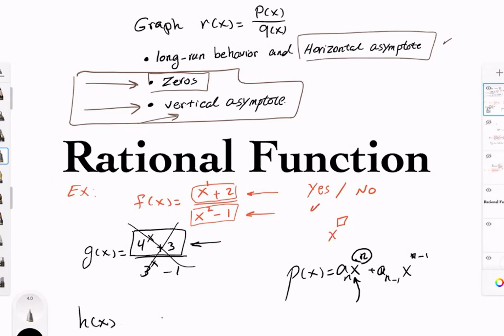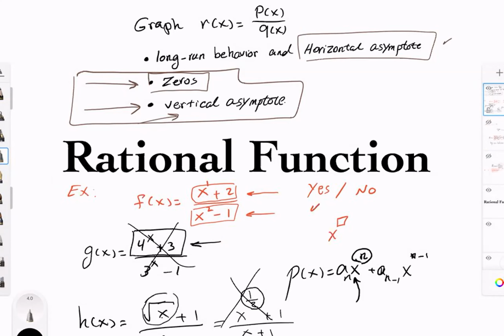What about h of x equals radical x plus 1 over x plus 1? Is this yes or no? No. This is x to the power 1/2 plus 1 over x plus 1. With the 1/2 here, we have a problem. 1/2 is not an integer. So this is not a rational function because we have radical x. For a polynomial, the exponent should be a non-negative integer. N can be 0, 1, 2, 3.